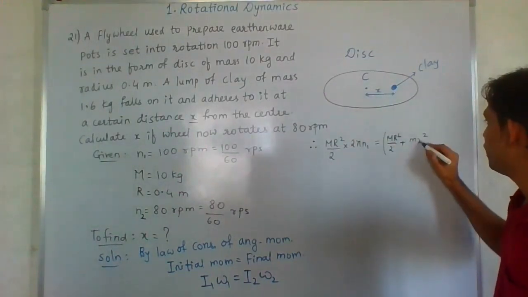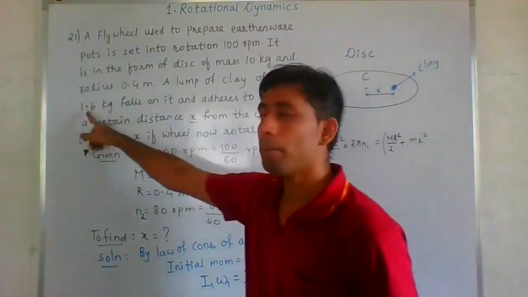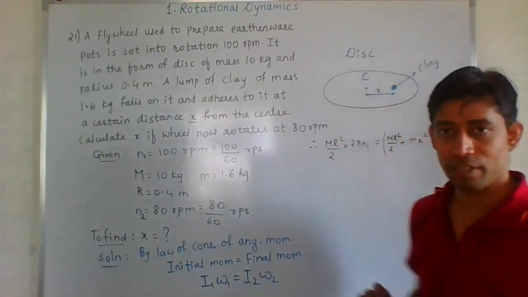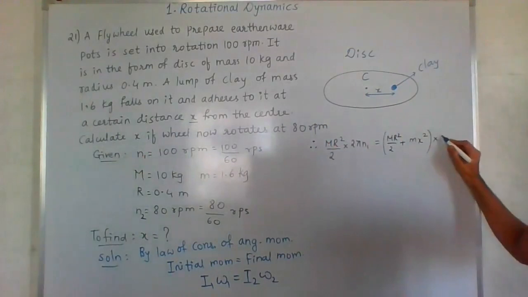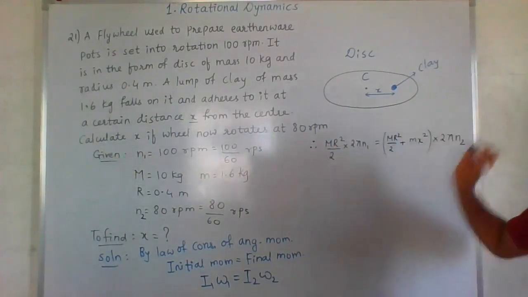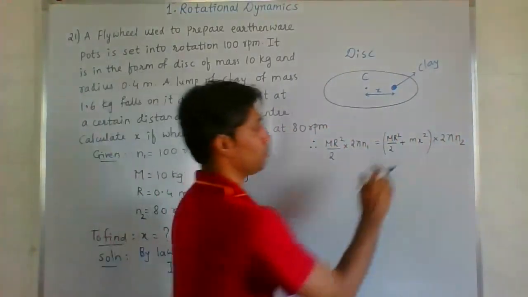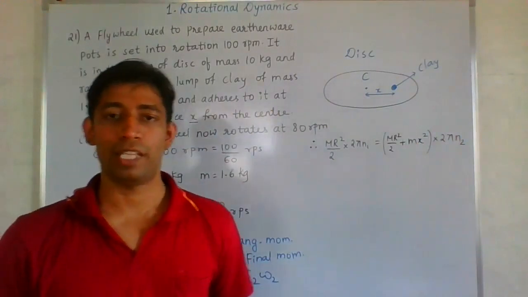So I'll write over here x, and what is small m? Small m is nothing but the mass of clay, which is 1.6 kg. And then omega 2, that is 2 pi n2. This is the most important step. If you understand this step well, then this sum is solved. Only the calculation part remains.